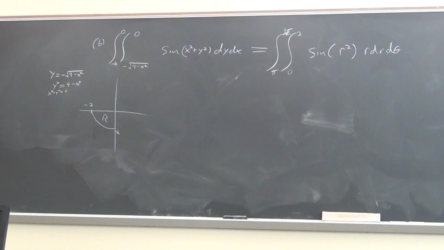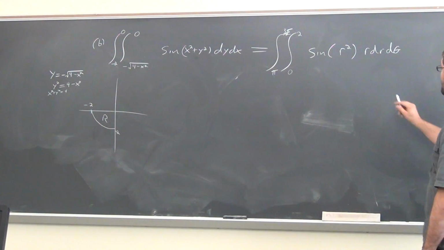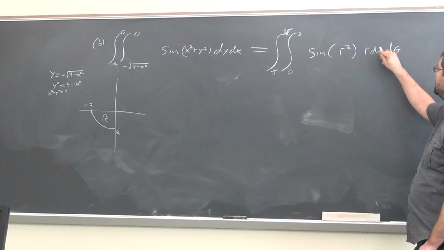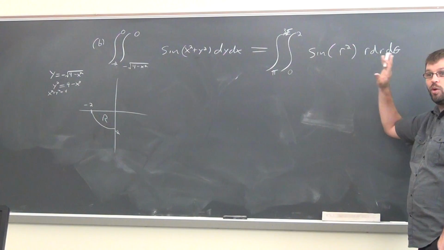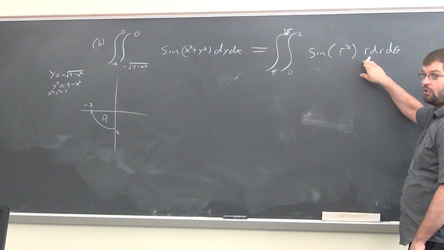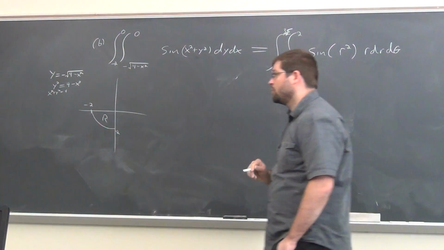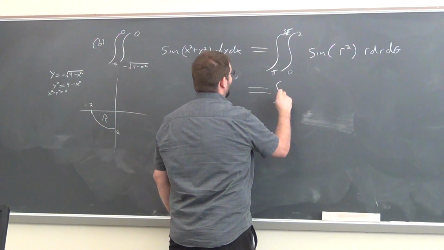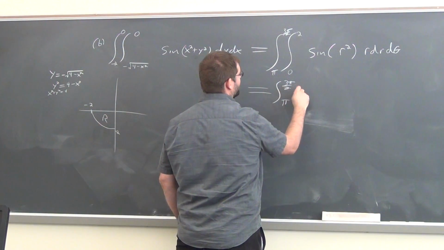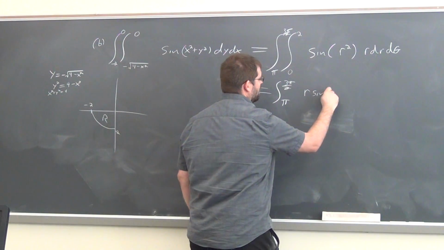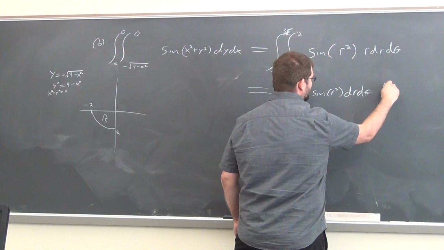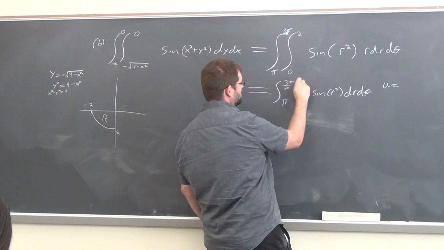Okay. And I should just mention, notice, right? You put r dr d theta. This is your dA. This is always positive, and so when you use this formula, you have to use positive r's, or else you're going to screw it up. Okay. So pi to 3 pi over 2, r sine of r squared dr d theta.